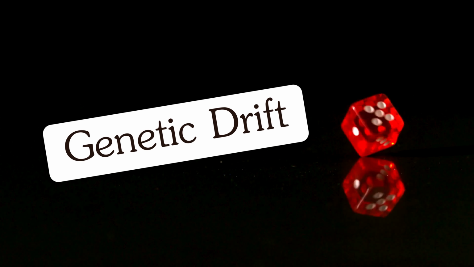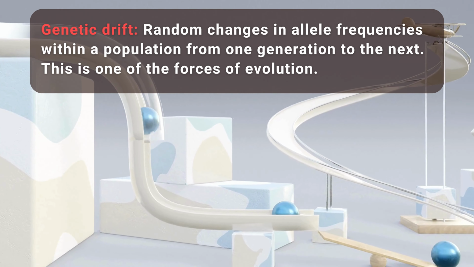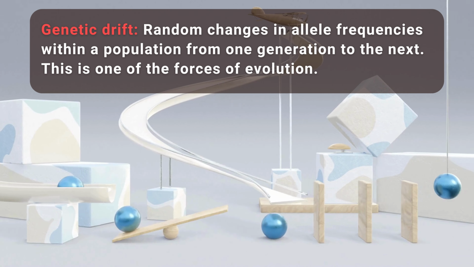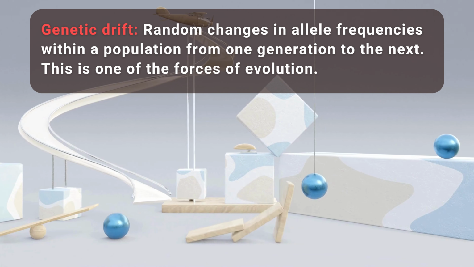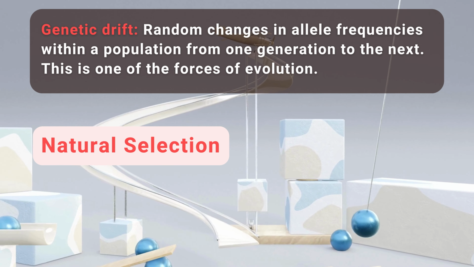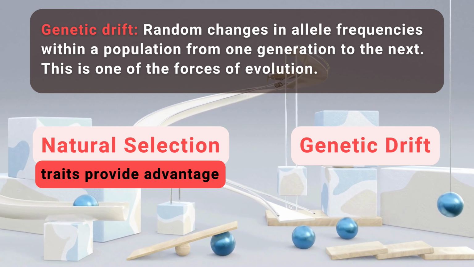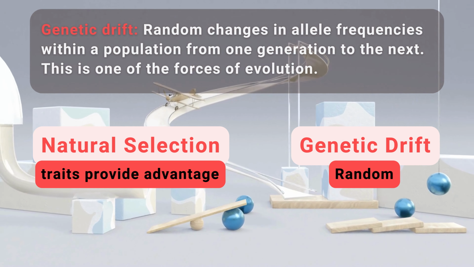In this video, we're diving into the concept of genetic drift, an important mechanism of evolution that can be all over the place and left entirely up to chance. Genetic drift is all about the random fluctuations in the frequency of alleles within a population. These alleles are different versions of a gene, and unlike natural selection, where traits evolve because they provide some advantage, genetic drift is entirely random.